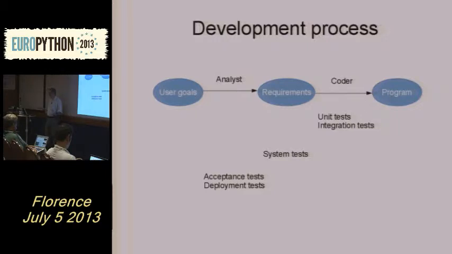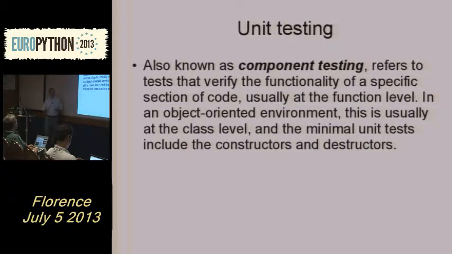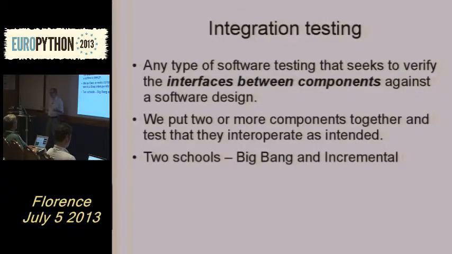And then we have acceptance tests and deployment tests. And talking about unit tests, they're also known as component testing, where we verify the functionality of a specific section of code. Normally, it's either a function or a class. And this is actually the definition as taken from Wikipedia. Going up a level, we have integration testing, where we test the interface between components. So we see that they interoperate in a correct way.